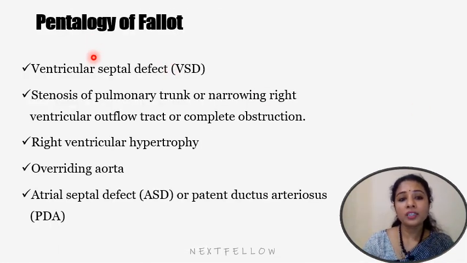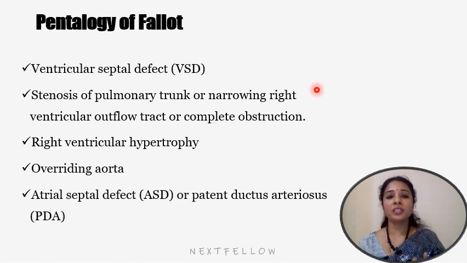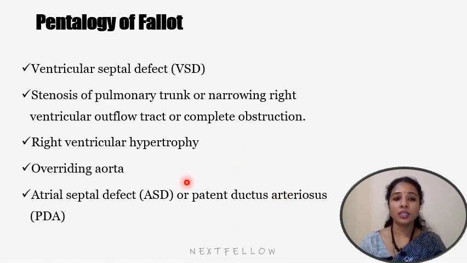Next, pentalogy of Fallot. There is one more anomaly associated, the atrial septal defect. So ventricular septal defect, stenosis of pulmonary trunk, right ventricular hypertrophy, overriding of aorta. These four are already seen in Fallot's tetralogy. So pentalogy means the atrial septal defect is also added. So pentalogy of Fallot is the variant, and more common is the tetralogy of Fallot, and along with the classic four features, atrial septal defect or patent ductus arteriosus is added.